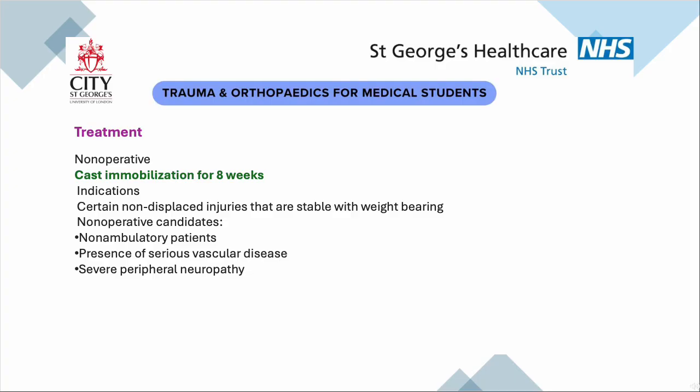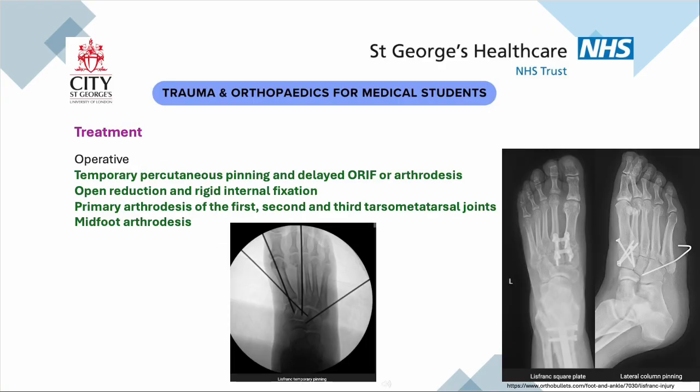Again, these are significant injuries and the majority are treated surgically. There are obviously indications for non-operative treatment, which are non-ambulatory patients or those with significant vascular disease or neuropathy. There are a number of approaches to the operative treatment, but basically the principles are to reduce everything, line it up, and then stabilize it, and this is typically by fusing the tarsals and the metatarsals together.